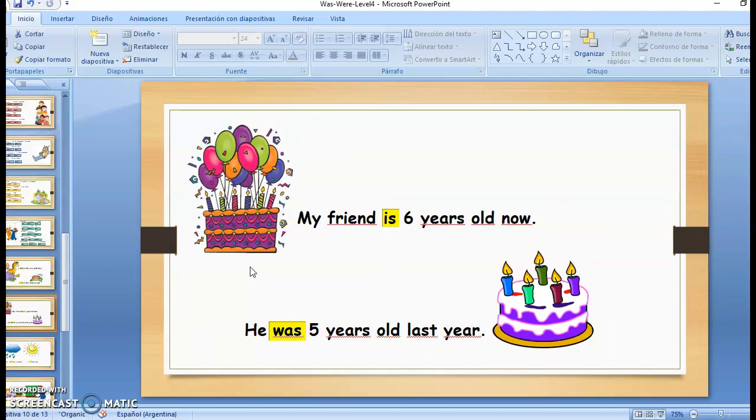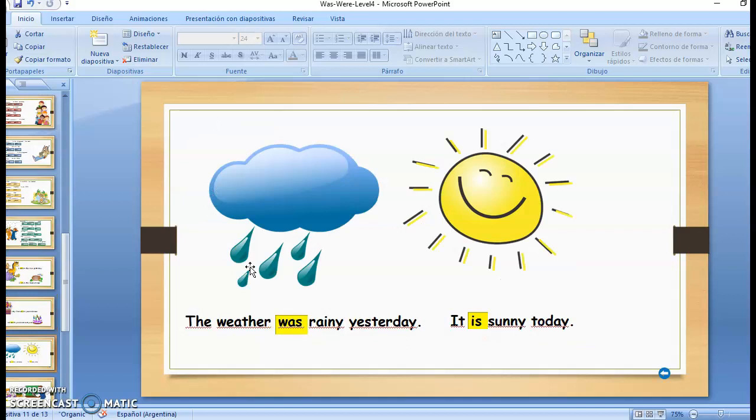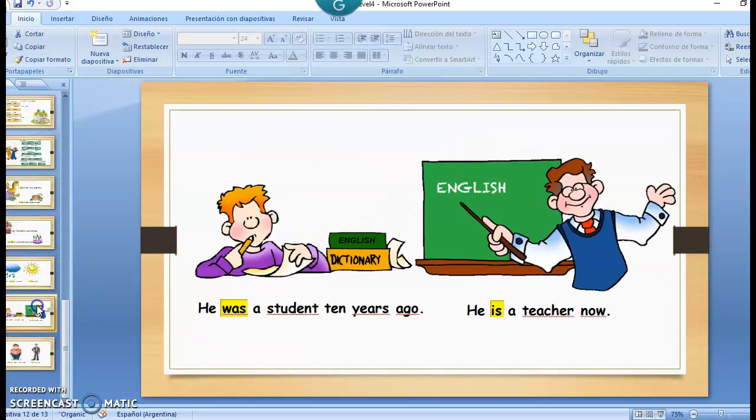Dice, my friend is 6 years old now. Mi amigo o mi amiga tiene 6 años ahora. ¿Sí? Mi amigo tenía 5 años el año pasado. The weather was rainy yesterday. ¿Sí? Ayer estaba lluvioso. Today it's sunny. ¿Sí? ¿Pueden ver la diferencia entre el verb to be? ¿Sí? Verb to be in the past and verb to be in the present.